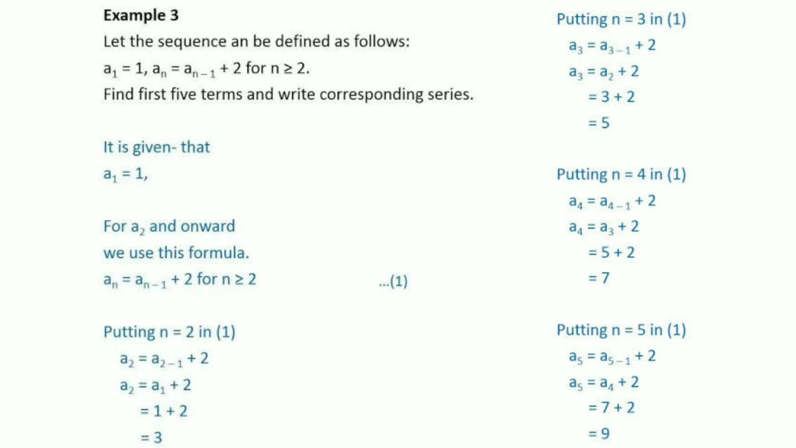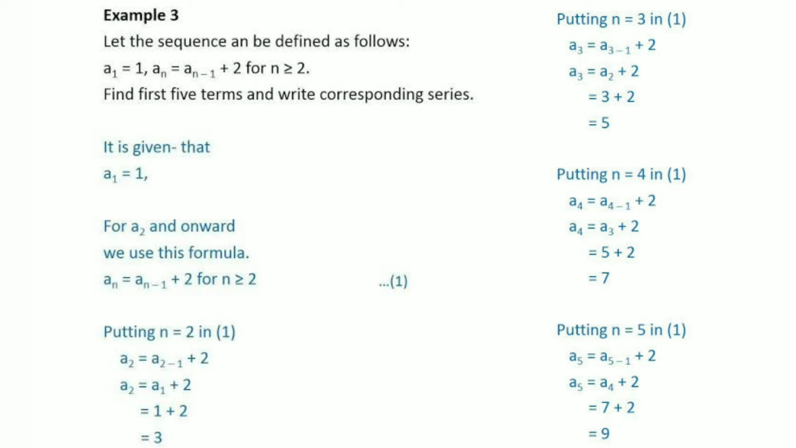Third one. Let the sequence be defined as follows: a1 equal to 1, an equal to an minus 1 plus 2 for n greater than 1. Find the first 5 terms and write the corresponding series. It is given that a1 equal to 1. So we have to find 5 terms. We start from a2 and use the formula an equal to an minus 1 plus 2. We substitute n equal to 2 in that formula.